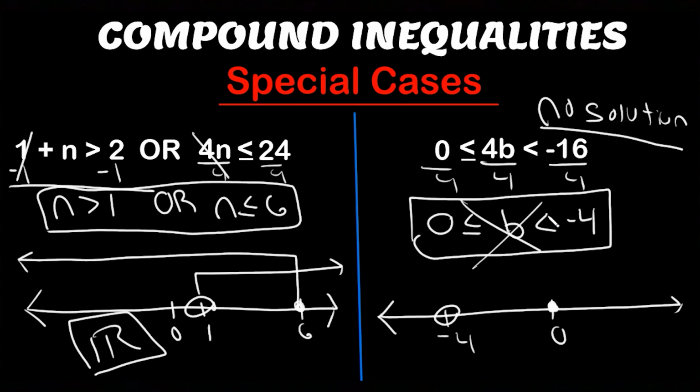So that is it. That is compound inequalities. That is how you solve compound inequalities, whether you're dealing with a conjunction or a disjunction. Remember, conjunctions are and, disjunctions are or, and that's pretty much all there is to it.